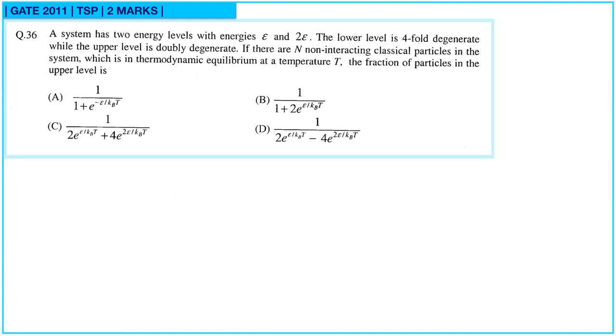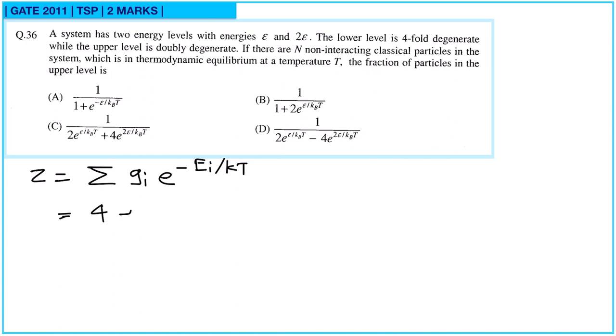A system has two energy levels with energies epsilon and 2 epsilon. The lower energy level is 4-fold degenerate, while the upper level is doubly degenerate. There are n non-interacting classical particles in the system, which is in thermodynamic equilibrium at a temperature T. The fraction of particles in the upper level is. Now let us first write down partition function. Partition function is summation over gi e raised to minus ei upon kt, where gi is its degeneracy.